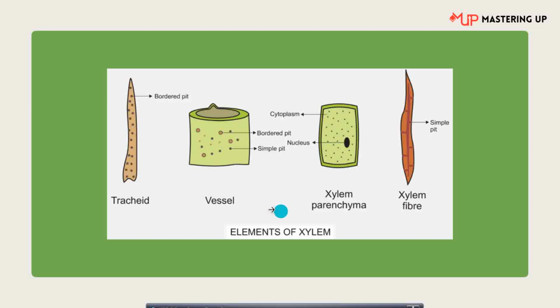Now these are the components of the xylem. Here we have tracheids, they are long with tapered ends. Vessels are widened, connected end to end, and shorter. Xylem parenchyma is the living cell, and this helps in lateral transport and also in storage. Xylem fibers provide structural support to the plant.